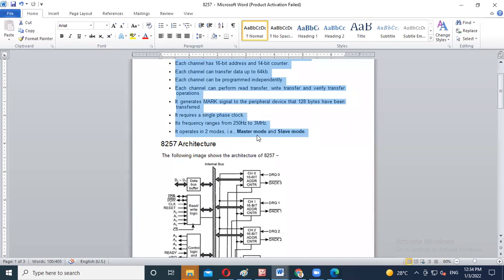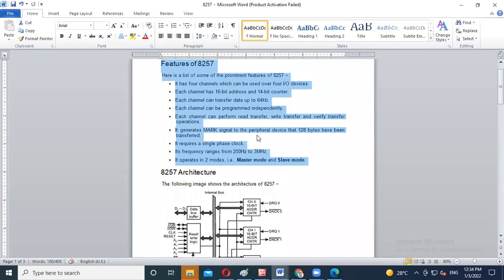So these 7 to 8 points are the main features of 8257. By using 8257, we have to resolve 100% of the interrupt problems in the 8086. So these are the main features. After that, as we studied the architecture of 8259, here also we are going to study the architecture of 8257.